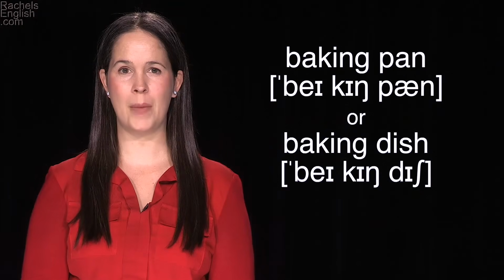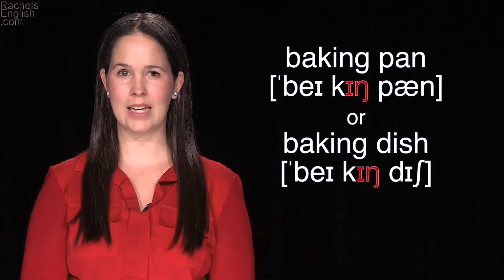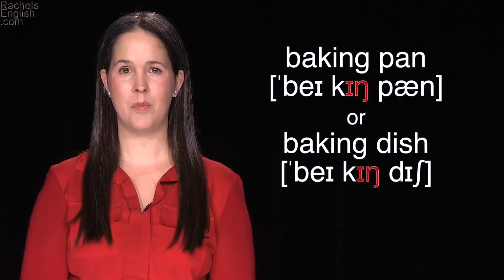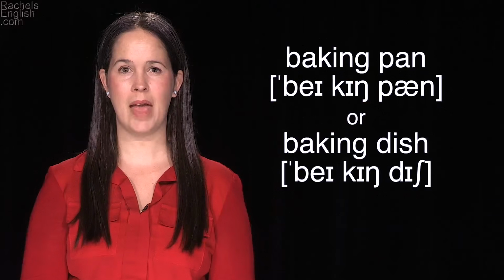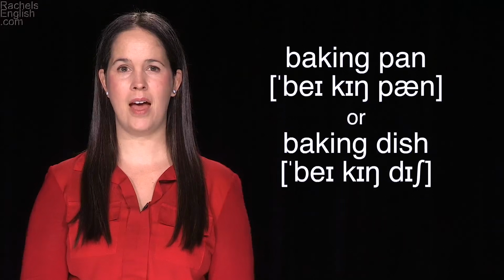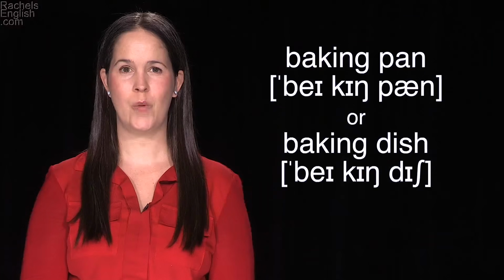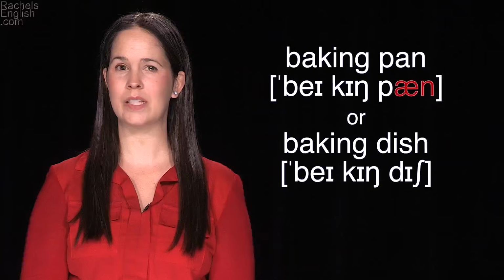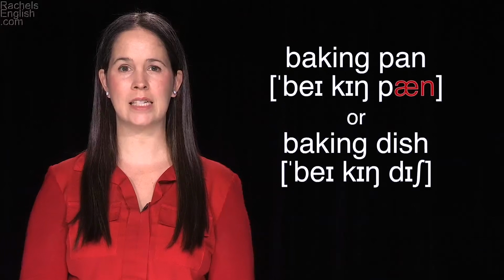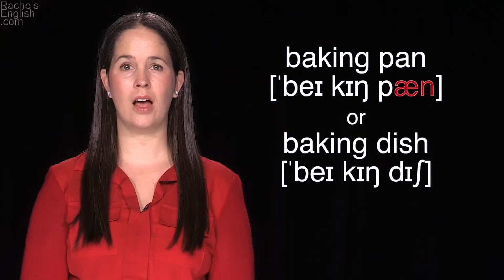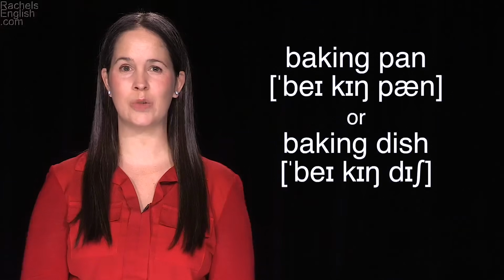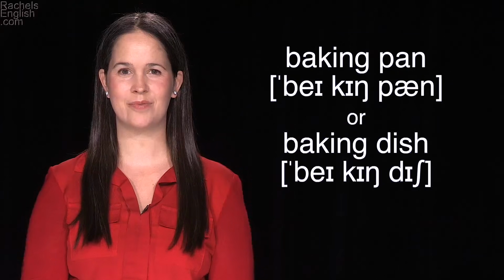Baking pan or baking dish. The ing ending is unstressed. Baking. Pan. Pan is a special word. We have the a vowel followed by a nasal consonant n, so it's not a pure a. Relax the tongue in the back to make a. Pan. At the end of this video, I'll put a link to another video that goes over this.